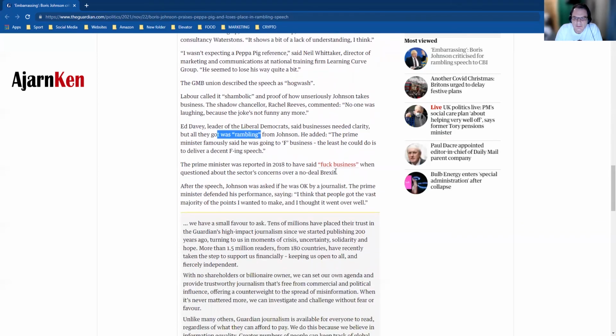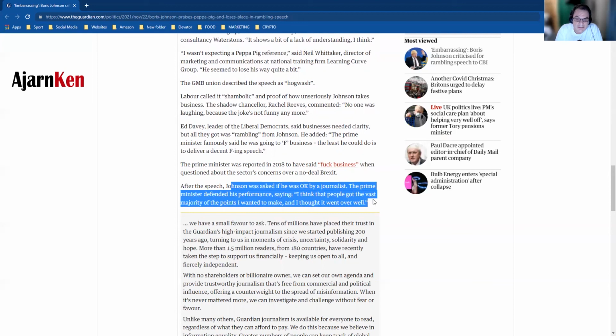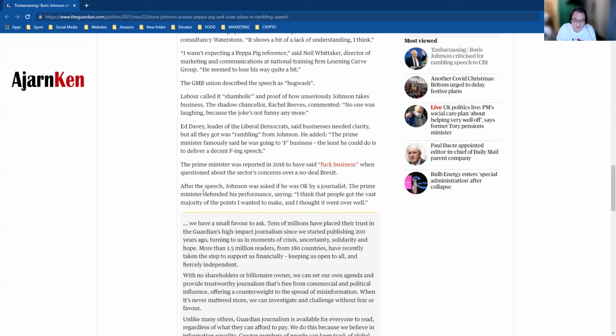The Prime Minister, he said, defended his speech. After the speech, Johnson was asked if he was okay by the journalist. The Prime Minister defended, which means he said that his speech was good. He said his speech wasn't what everyone was saying. He said his speech was good.